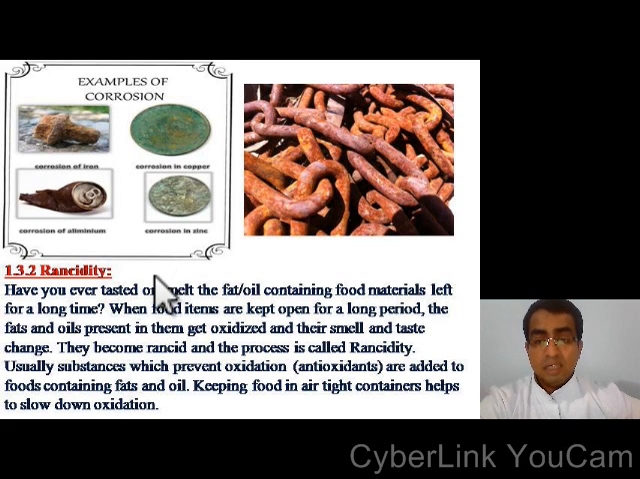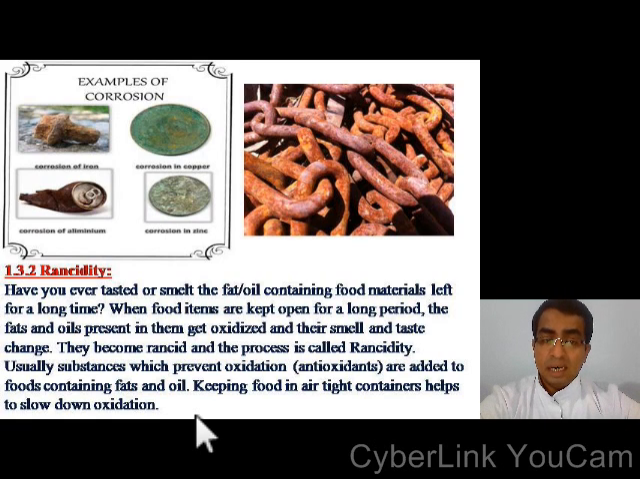The second effect of oxidation is rancidity. Have you ever tasted or smelled fat or oil containing food materials left for a long time? When food items are kept open for a long period, the fats and oils present in them get oxidized and their smell and taste changes. They become rancid and this process is called rancidity. Usually, substances which prevent oxidation are added to foods containing fats and oil. Keeping food in airtight containers helps to slow down oxidation. These are the two effects of oxidation, corrosion and rancidity.